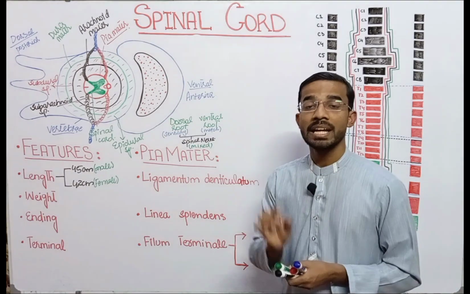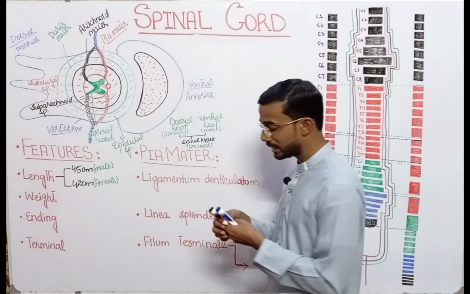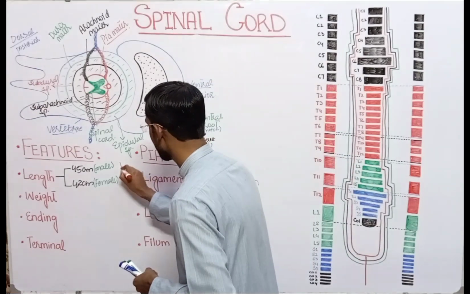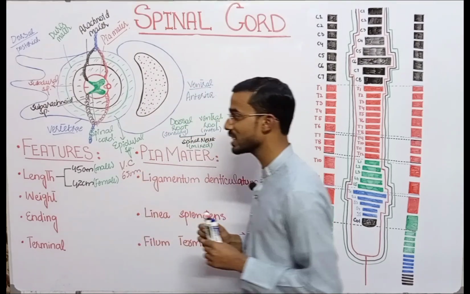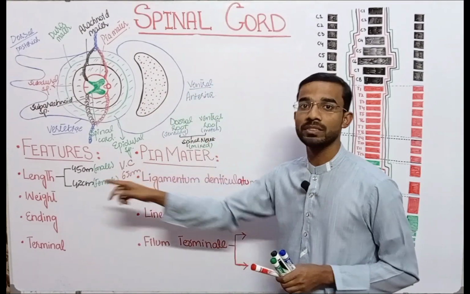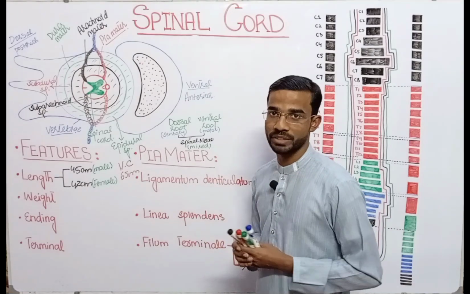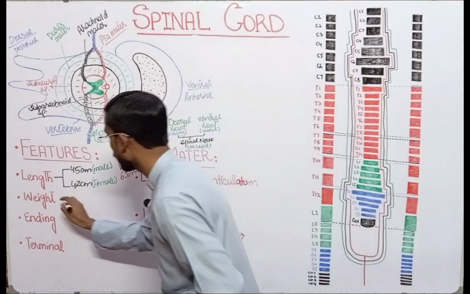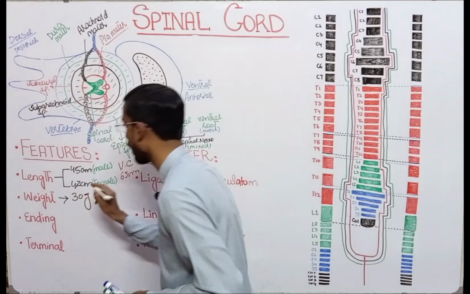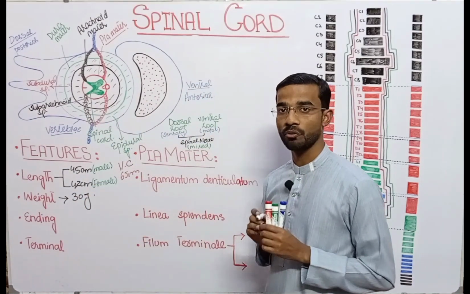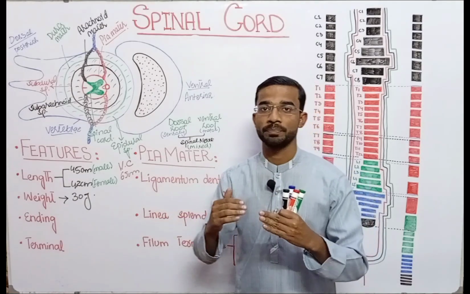And keep in mind, the spinal cord is shorter than the vertebral column, and the length of the vertebral column is 65 centimeter, which is greater than the length of the spinal cord. And next we will discuss the weight of the spinal cord. If we talk about the weight, then the weight of the spinal cord is 30 gram. And next we will discuss the starting.